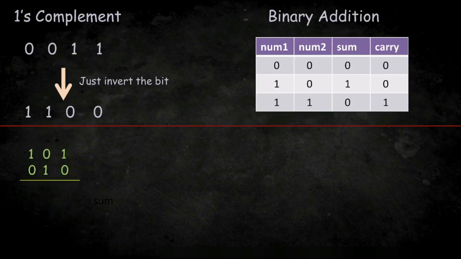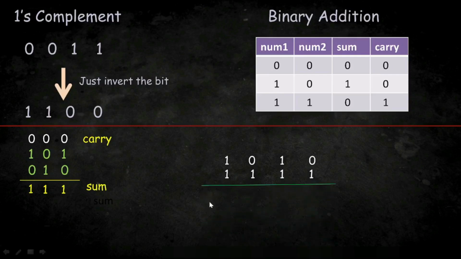Now we have 101 and 010, and the addition will start from right to left. So first of all, we need to add 1 and 0. Then we will get 1 as sum and 0 as carry. Next we have 0 and 1. And if you add them, here also we will get 1 as sum and 0 as carry. And finally, we have again 1 and 0. So we will get 0 as the carry and 1 as the sum. So the answer is 111.